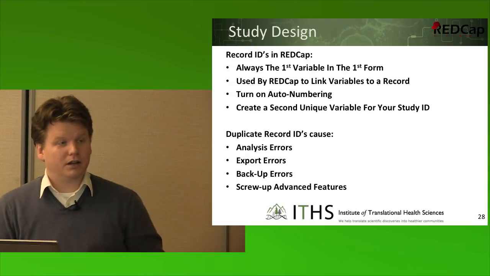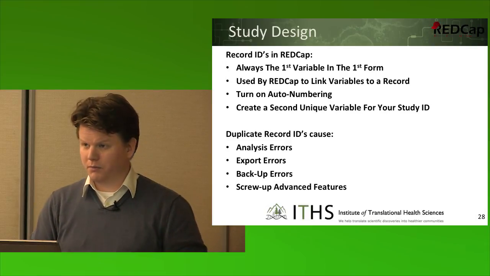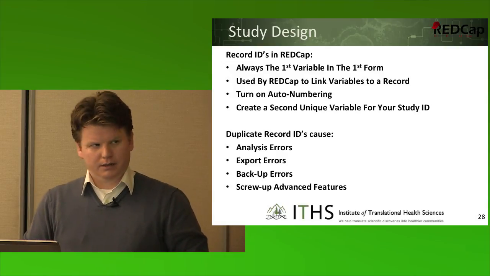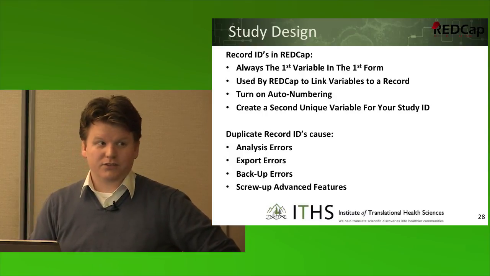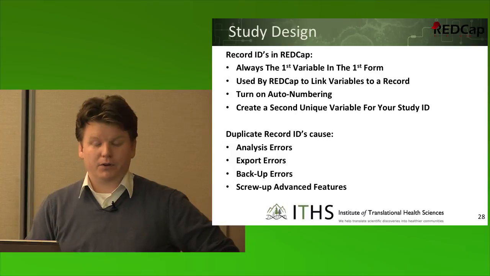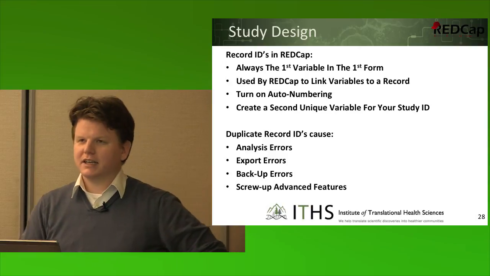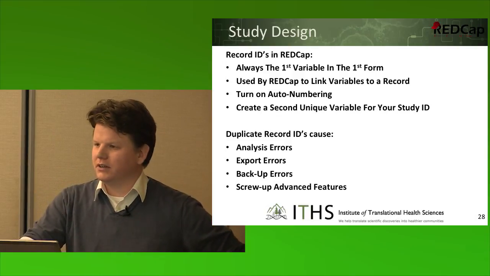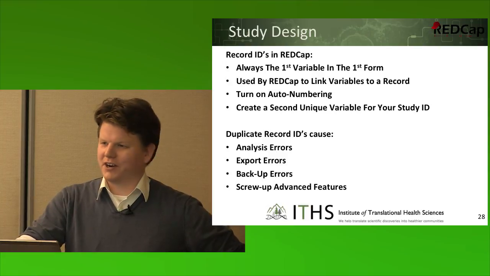If you do duplicate record IDs by, for instance, getting creative with arms and longitudinal modules, this will cause analysis errors because if you export it, it looks weird. And most statistical programs will throw you an error. In some cases, you do get export errors, especially if you have a complex project. It will cause backup errors for us, so try not to do that because we really don't like that. And it will screw up certain advanced features that rely on record ID. So the overall message on this one, I'll repeat again: do not duplicate record IDs.